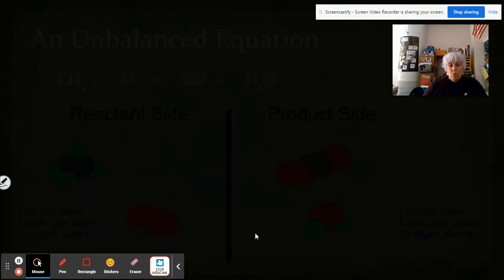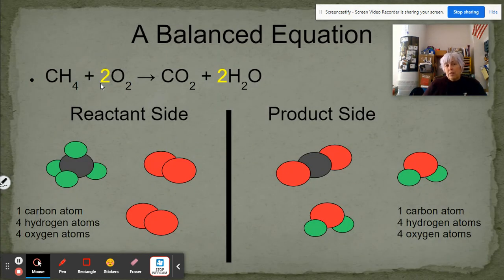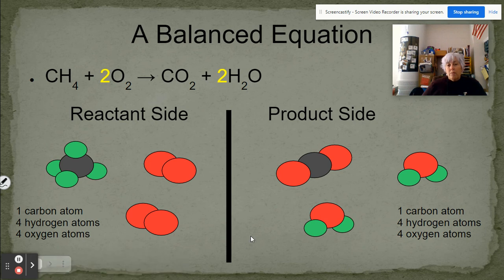Okay, so we would balance it by putting numbers in front. So we change the coefficients. Eventually we're going to get to the point where you are doing that. And if we look now, we've got 1 carbon. That's still good. We've got 4 hydrogen. 1, 2, 3, 4 hydrogen over here. 1, 2, 3, 4. So now what goes into the reaction is what comes out of the reaction. It is balanced and it follows the law of conservation of mass.